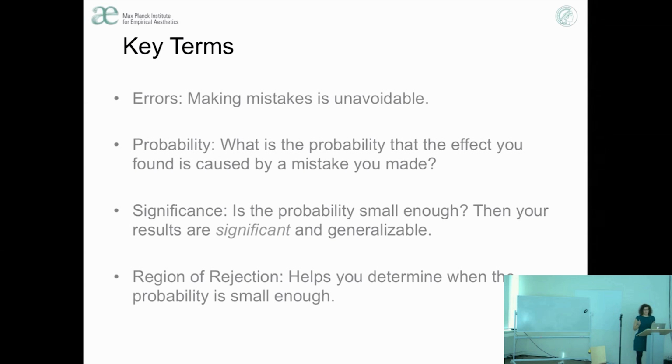To help you decide whether this probability is small enough, you can use the so-called region of rejection. In this area of the data distribution, you can accept that the independent variable had an effect on the dependent variable. That's basically all there is to it.